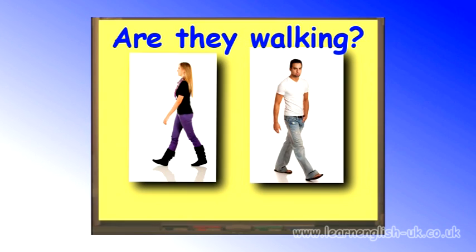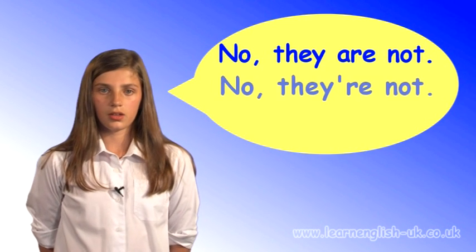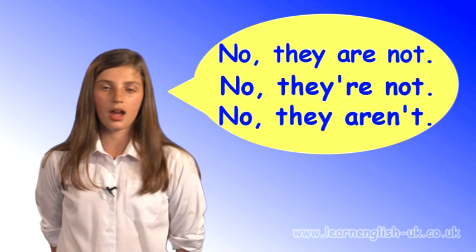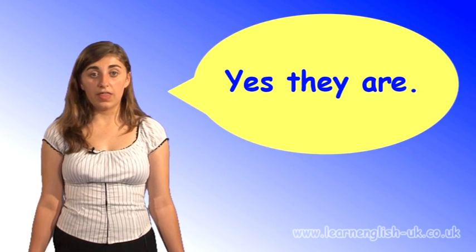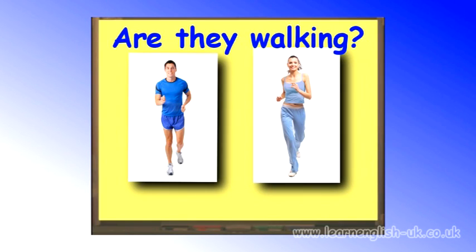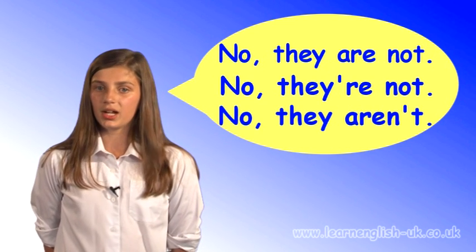Bella, are they walking? Yes, they are. Are they sitting? No, they are not. No, they're not. No, they aren't. Are they running? Yes, they are. Are they walking? No, they are not. No, they're not. No, they aren't. Did you get the answers before Bella and Zoe?